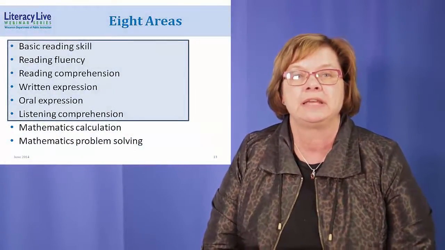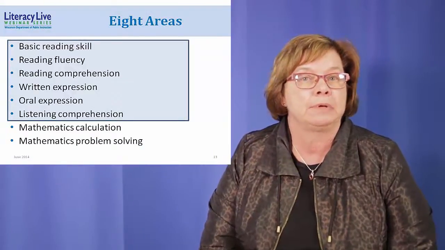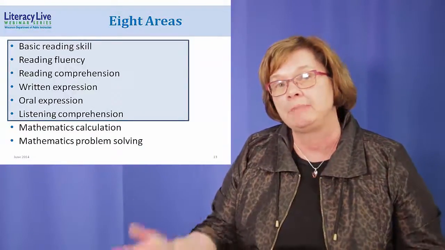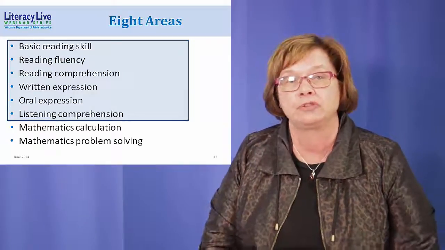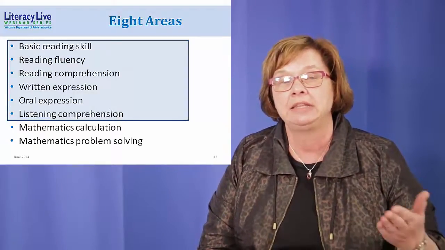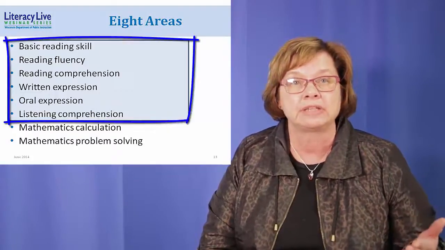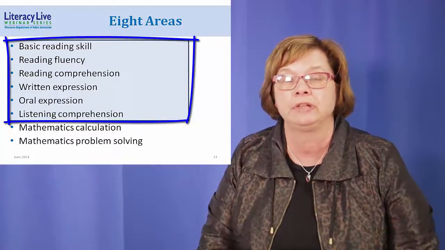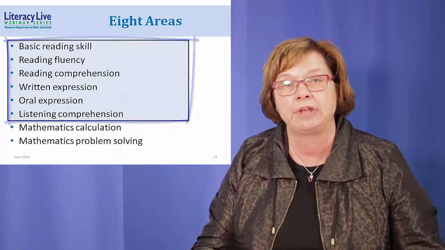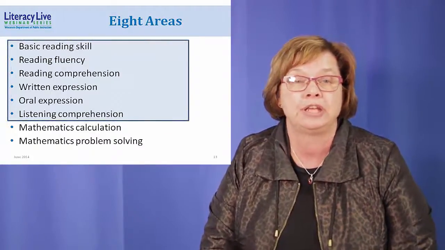Let's look at these areas of concern. In Wisconsin's SLD rule, as in the federal law, there are listed 8 areas of academic achievement that may be the area of primary concern. So there may be 1 or more areas of concern here, and you can see on this slide that 6 of these 8 areas are related to literacy. So literacy is clearly an important area of potential concern here.